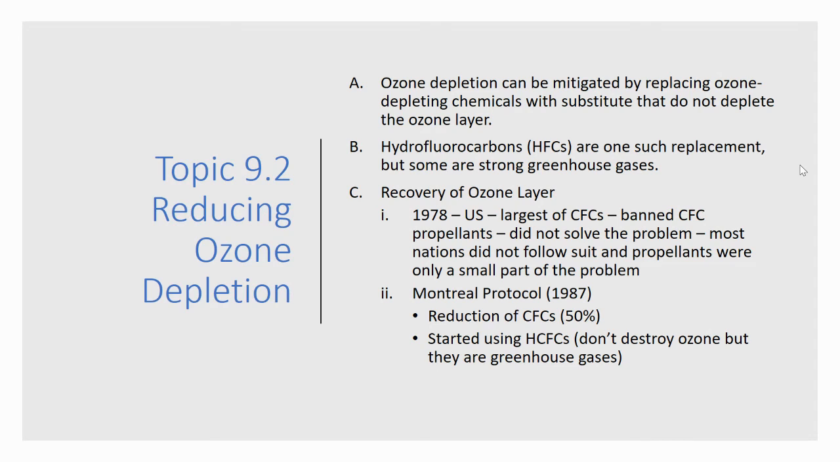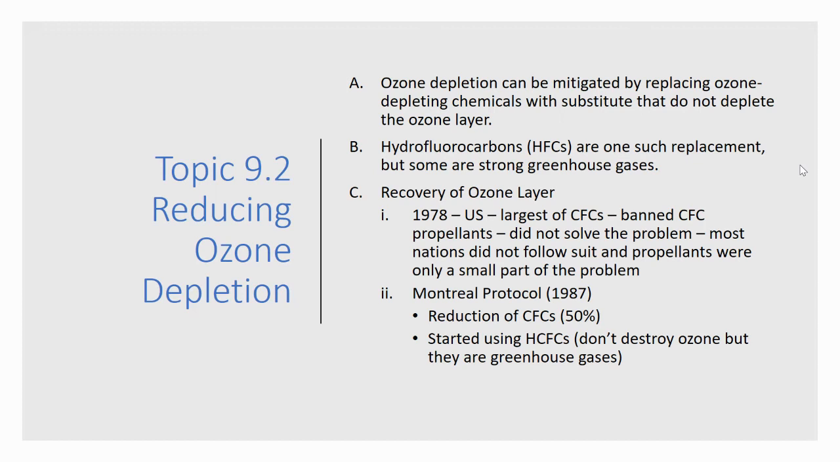Now, what about reduction in ozone depletion? Well, ozone depletion can be mitigated by replacing those ozone depleting chemicals with substitutes that may not deplete the ozone layer. And that was actually something that we did do. We found a replacement called hydrofluorocarbons, or HFCs. Now, they were the replacement to CFCs, and they actually did help heal the ozone layer, but we found out that HFCs are actually incredibly strong greenhouse gases. So then they are now contributing to climate change.